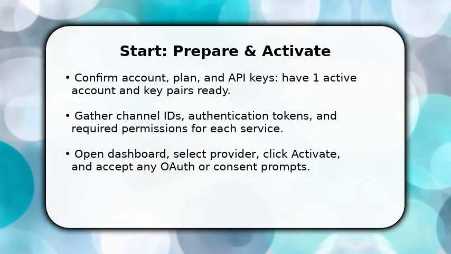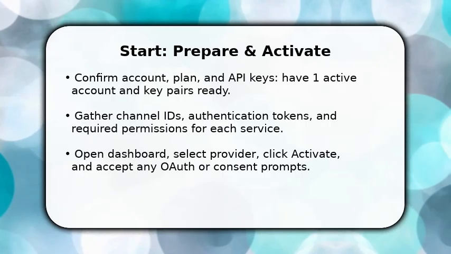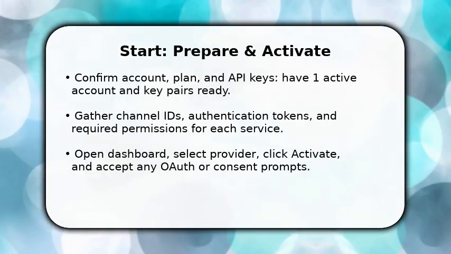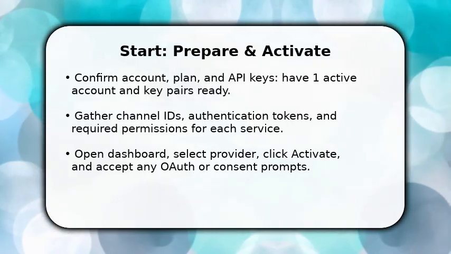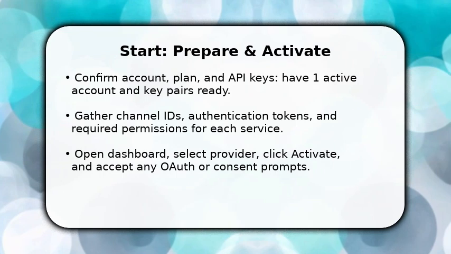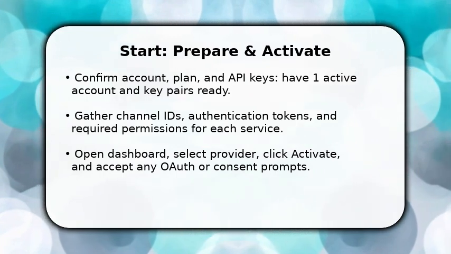Next, open the service dashboard, choose the provider entry, and click Activate. Make sure to accept OAuth prompts and grant scopes. This first action sequence gets your environment live and prevents permission errors when you move to configuration.